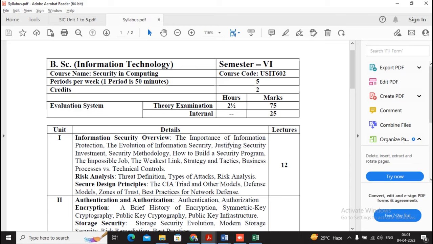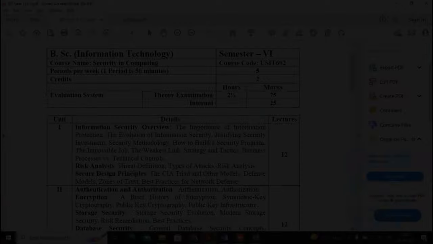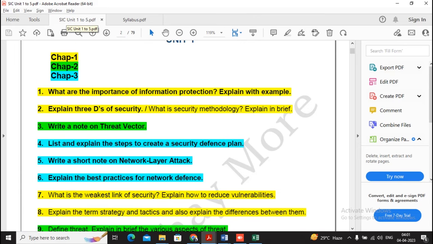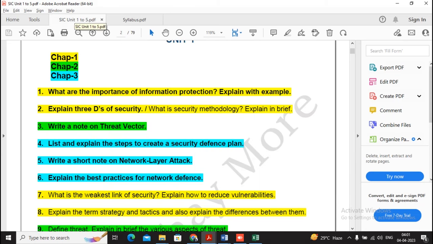Unit 1. Now, Unit 1 consists of 3 main chapters. One is Information Security Overview. Second is Risk Analysis. Third is Secure Design Principle. Whatever the important questions are there for Unit 1 have been classified by me. Chapter 1, Chapter 2, Chapter 3 are nothing but your important topics: Information Security Overview, Risk Analysis and Secure Design Principle. And I have given a different color for each, so you can easily understand what you need to do.